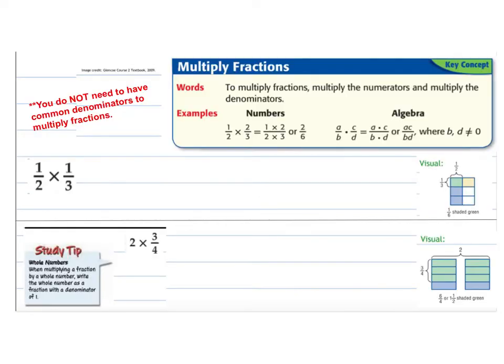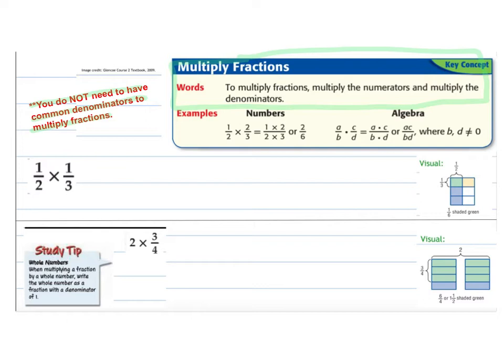Okay, so multiplying fractions. Let's go ahead and write this part down here. To multiply fractions, we multiply the numerators and multiply the denominators. And it's really important to note that you do not need to have common denominators to multiply the fractions. So make sure you have that written down as well. If you find common denominators and then multiply, you're just adding more steps for yourself, because then at the end you're going to have to simplify more. So do not find common denominators.